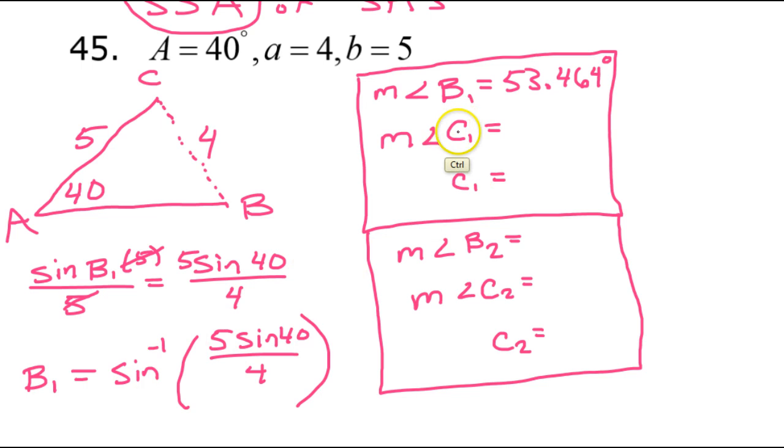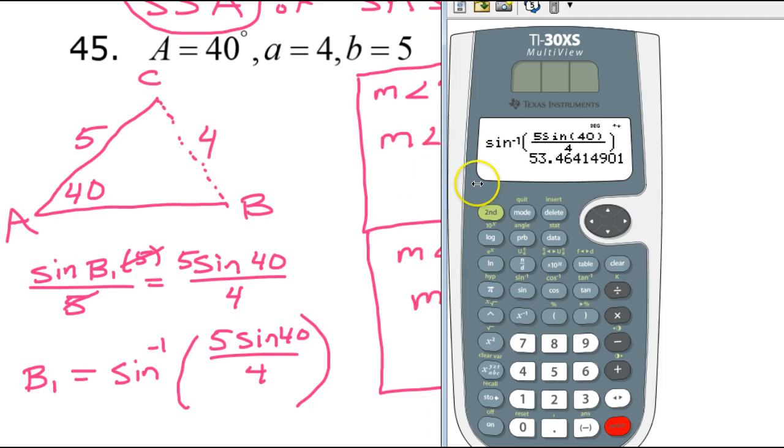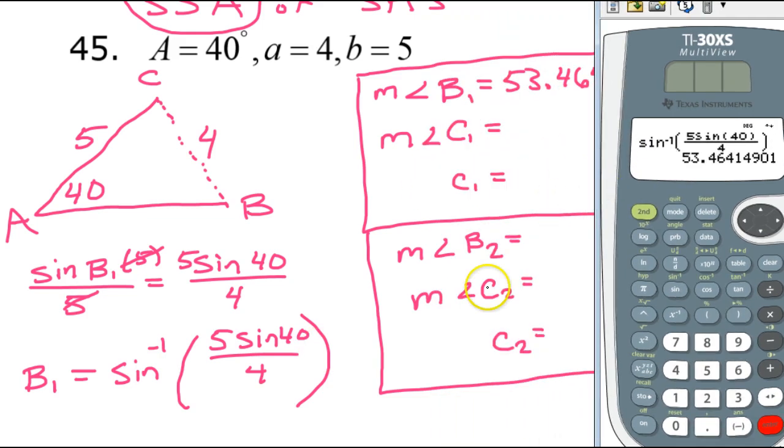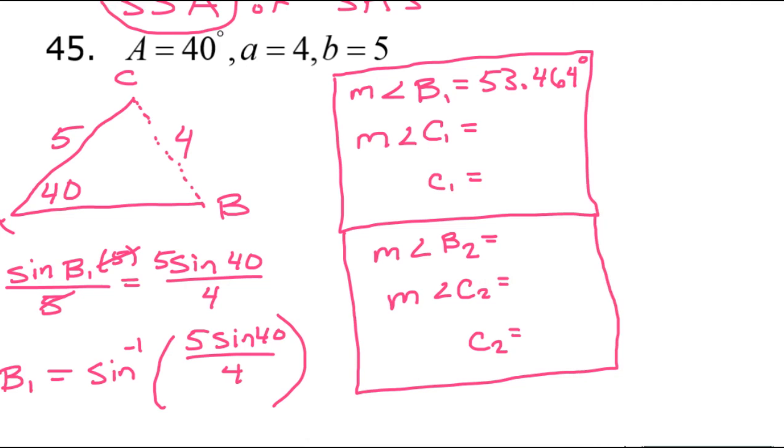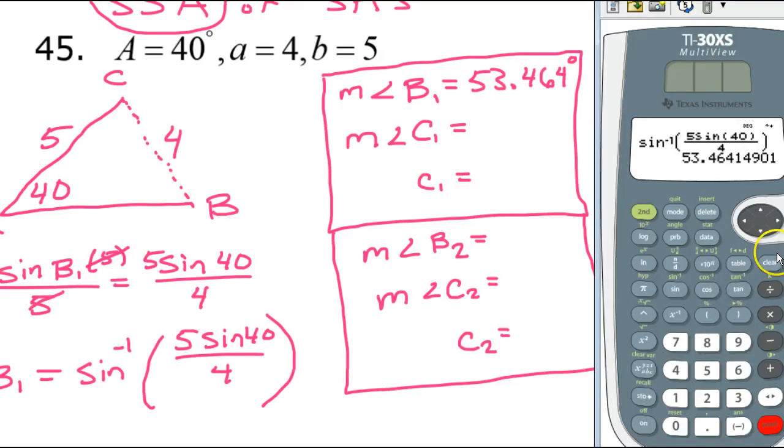I should now easily be able to find the measure of angle C1, because now I have 2 out of 3 angles. If I start with 180 and I subtract the 2 angles that I have, so subtract 40 and subtract 53.464, I get 86.536.